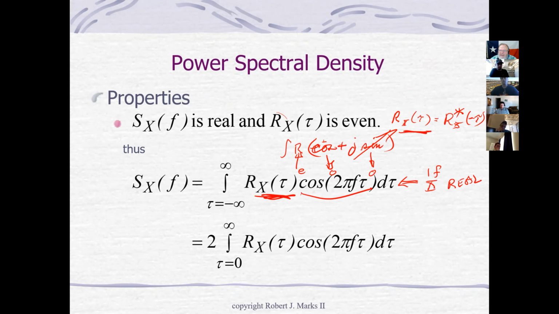And the other thing is that this is even and this is even. If you have an even function, then the integral from minus infinity to infinity is the same as twice the integral from 0 to infinity, right? So this is another way that you can do this if you want to simplify it. And you notice that there's nothing in this expression that is complex. It's always real.